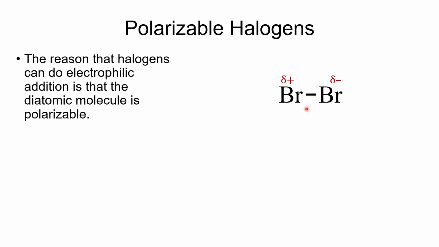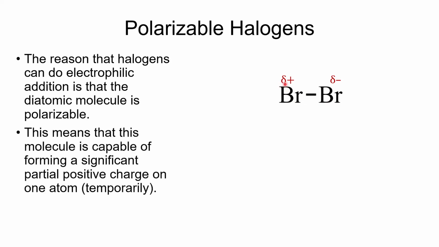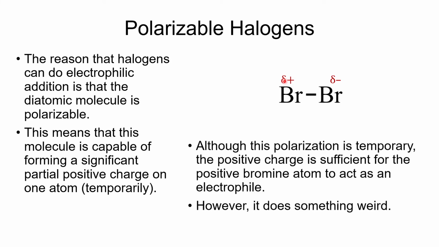When you look at a bromine molecule, you can get a temporary dipole. We can polarize, in other words, get a temporary dipole where we get a partial positive charge on that bromine. That partial positive charge is significant enough that it can act as an electrophile. But it does something really, really strange. Well, I'll just have to show you. It's something that we haven't seen with any of our other reaction types. So I'll just have to show you for you to believe it.